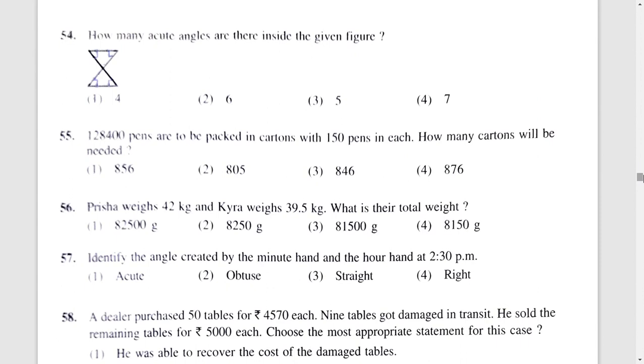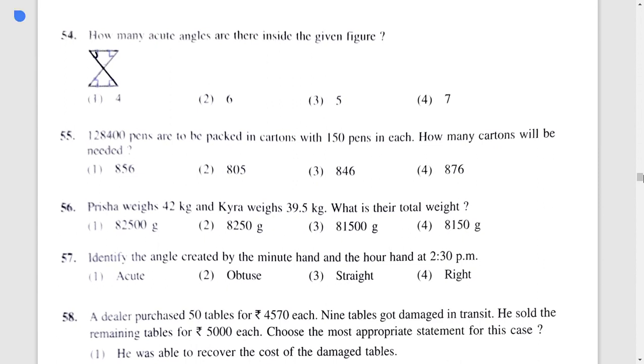Go to the next question. Question number 54. How many acute angles are there inside the given figure? So the angles in a triangle always add up to 180 degrees. So this one is acute, this one is acute, this one is acute, this one is acute. This one is one triangle and this one is another triangle. So there are a total of 4 acute angles.